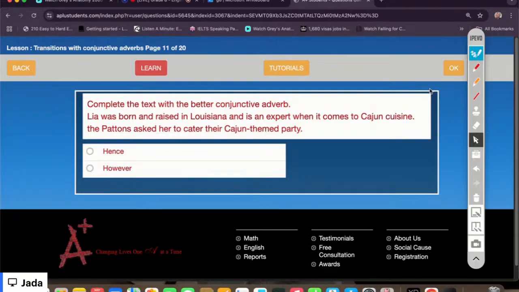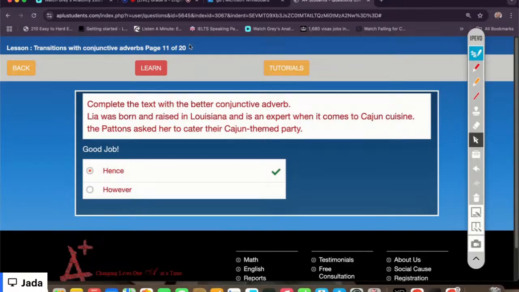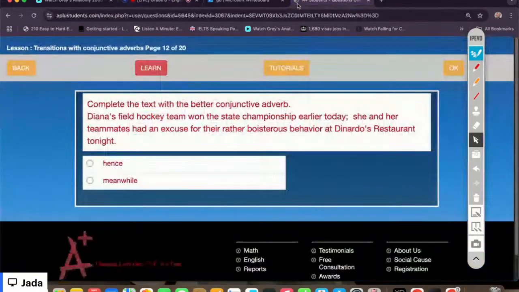Hence. Diana's field hockey team won the state championship earlier today. She and her teammates had an excuse for their rather boisterous behavior at Dinardo's restaurant tonight. Hence or meanwhile?